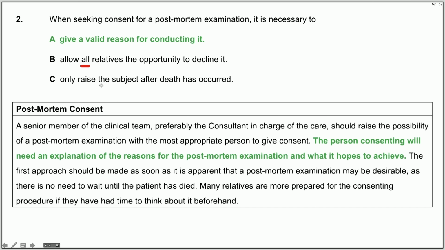I got this wrong because I read B and it says allow all relatives the opportunity to decline it. And I read here and it said, many relatives are more prepared for the consenting procedure if they have had time to think about it beforehand. However, this all relatives means that this is wrong. Okay? Be careful of absolutes like all and must. They often lead you to the incorrect answer, or only, for example.